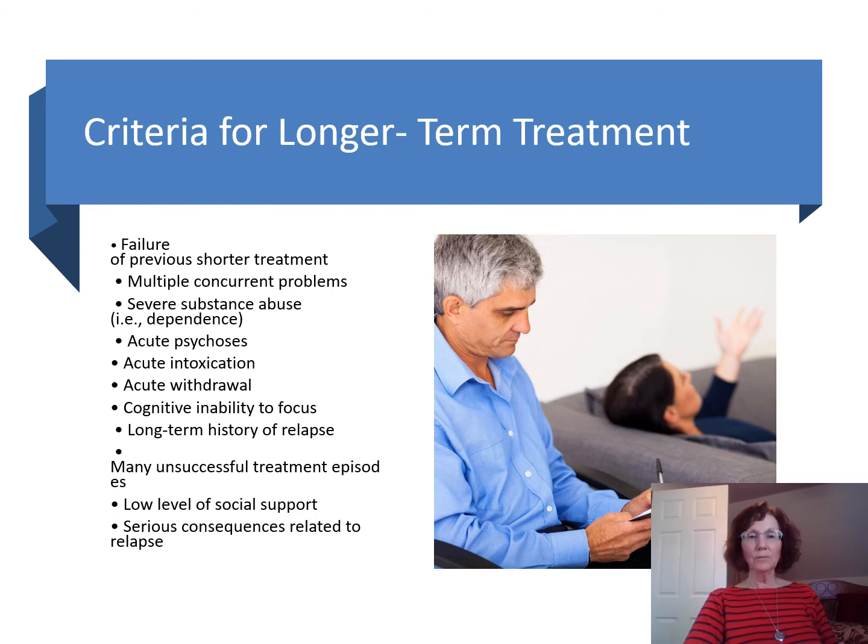The criteria for longer care treatment are failure of previous or shorter treatment, multiple concurrent problems, severe substance abuse or dependence, acute psychosis, acute intoxication, acute withdrawal, cognitive inability to focus, long-term history of relapse, many unsuccessful treatment episodes, low level of social supports, and serious consequences related to relapse.